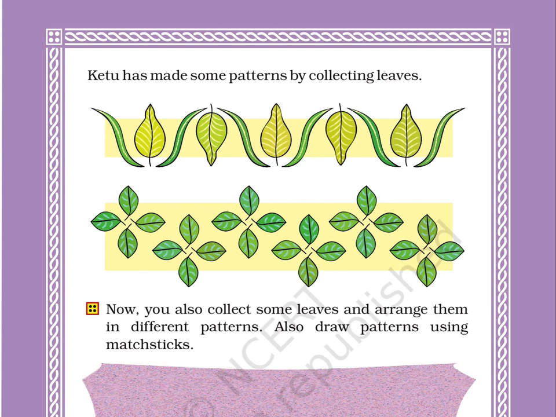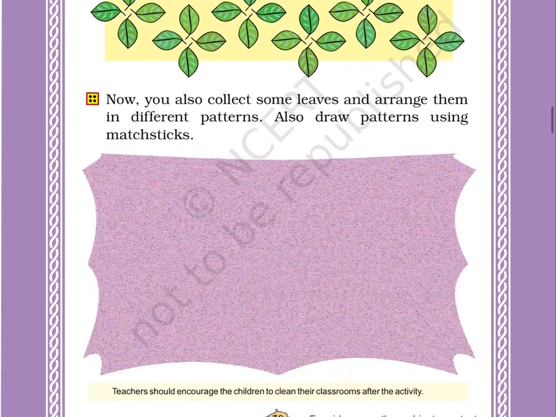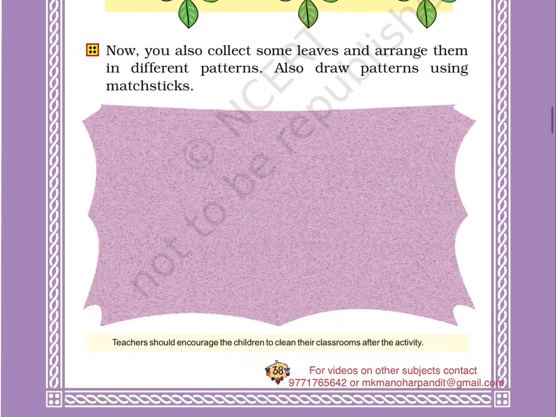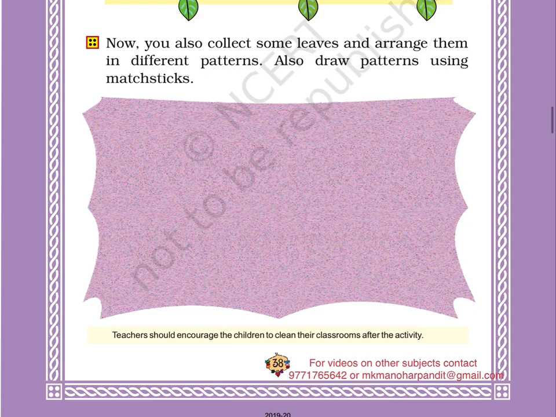Four leaves are arranged to make a diamond with stems at the center. The leaves are placed facing left, right, top and bottom. The pattern shows 4 leaves arranged in the form of a diamond placed side by side, a little above and below alternately. Now, you also collect some leaves and arrange them in different patterns.